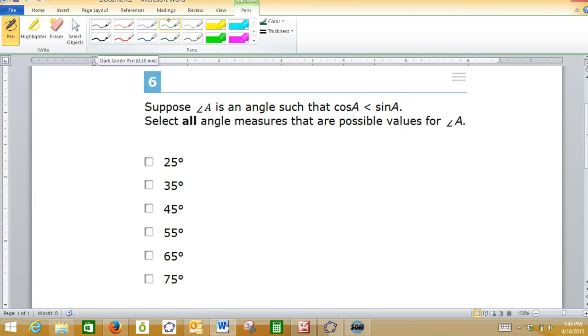Okay, so the SBAC question itself says, suppose that there's an angle A such that the cosine of that angle is going to be less than the sine of that angle. And then it says to select all, which is, I find, a much better question than just picking one. Select all the angle measures that are a possible value for the angle A. So what they need to identify, I hope, if they understand how to do this, is that for all angles greater than 45 degrees, that sine value is always going to be bigger than that cosine value, right?